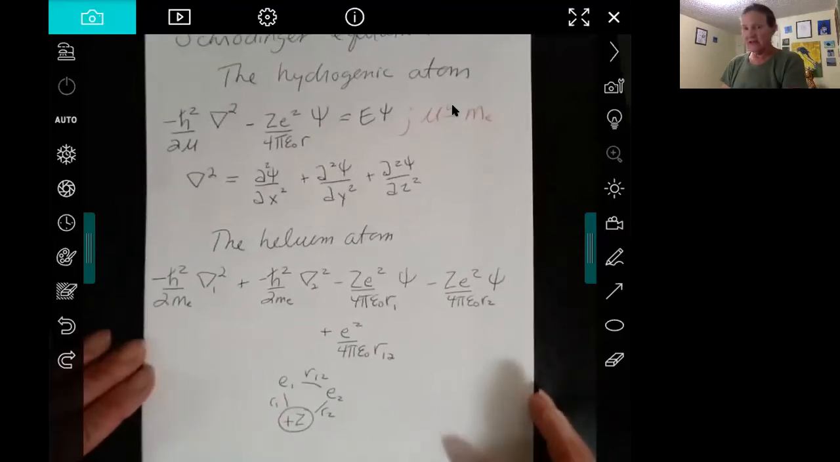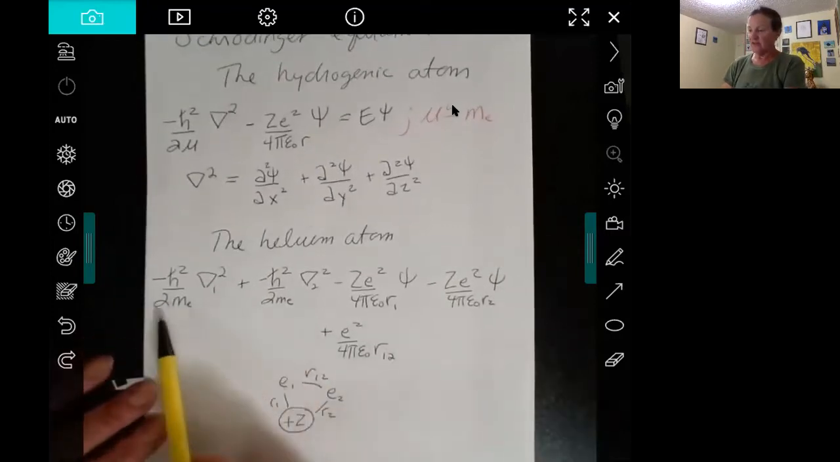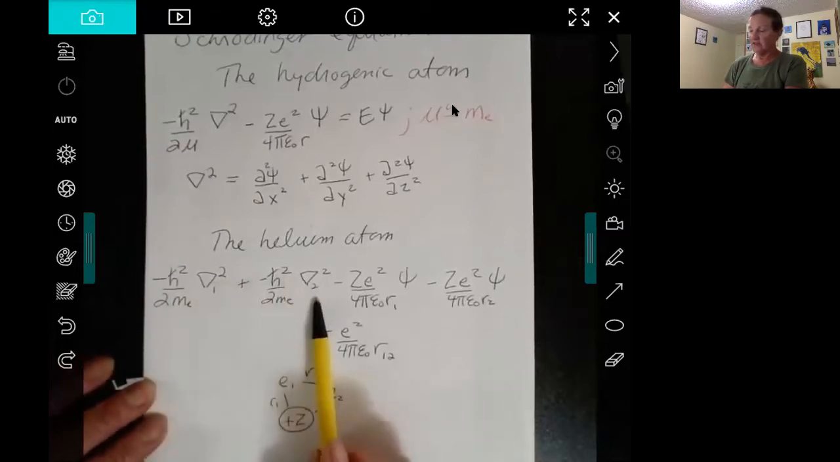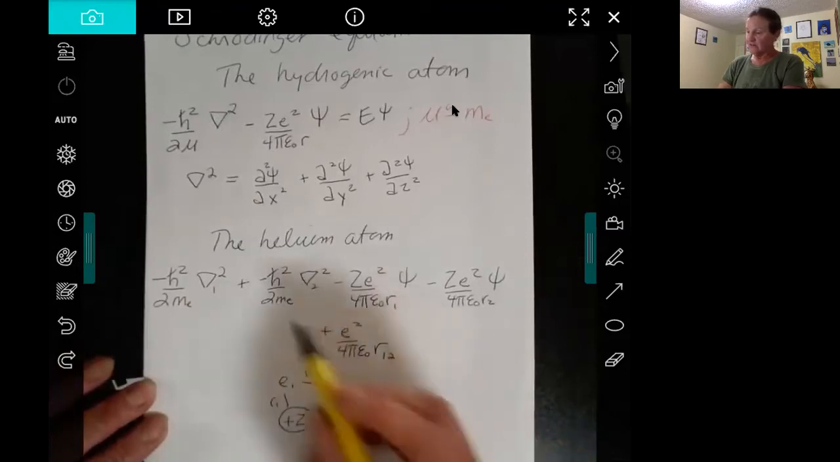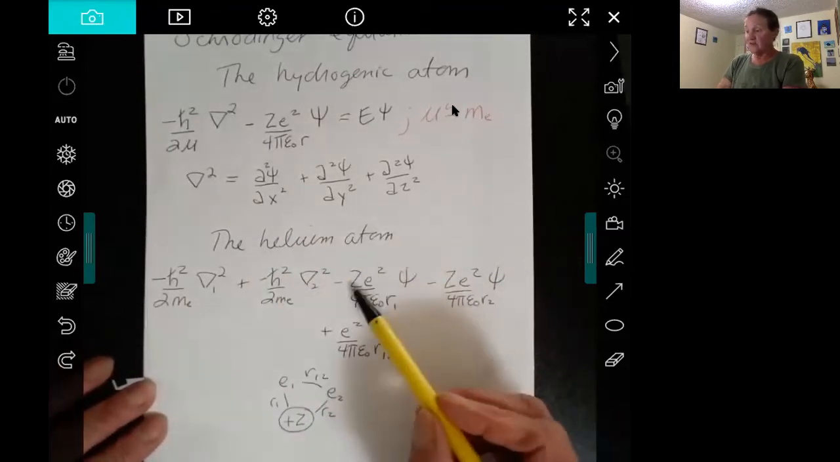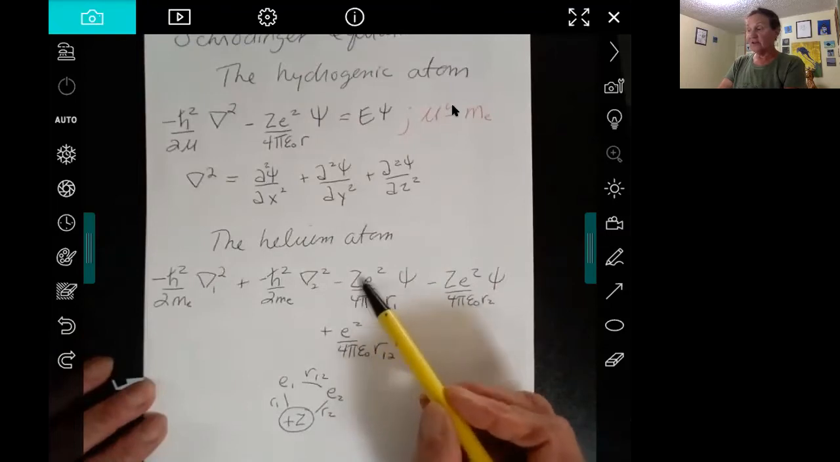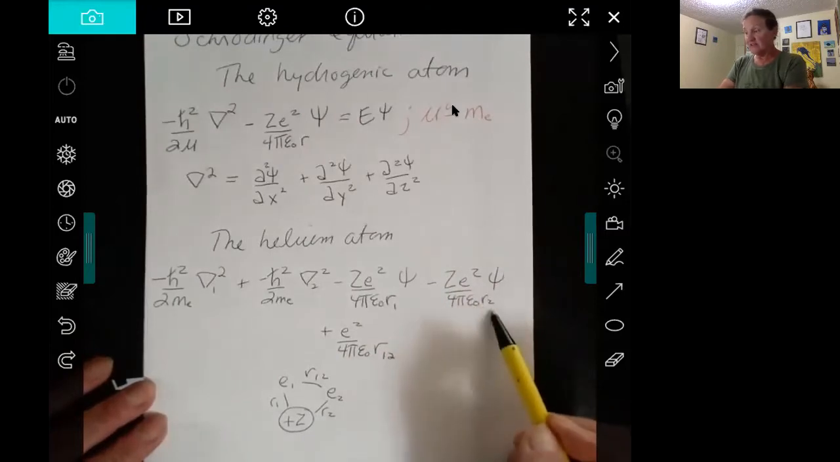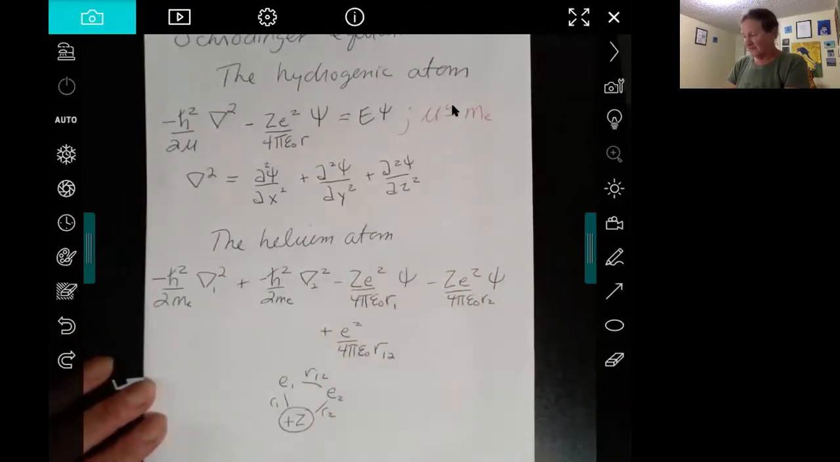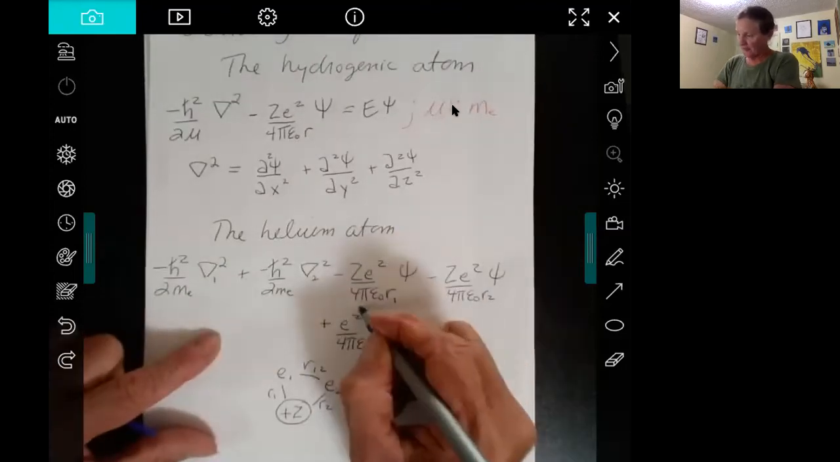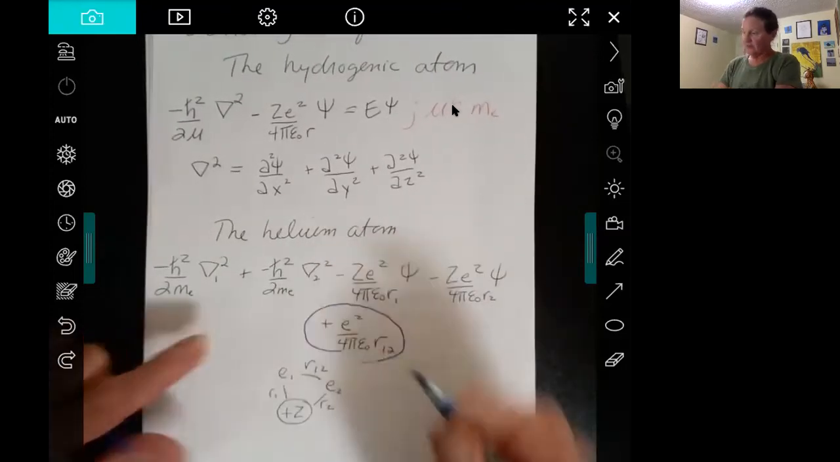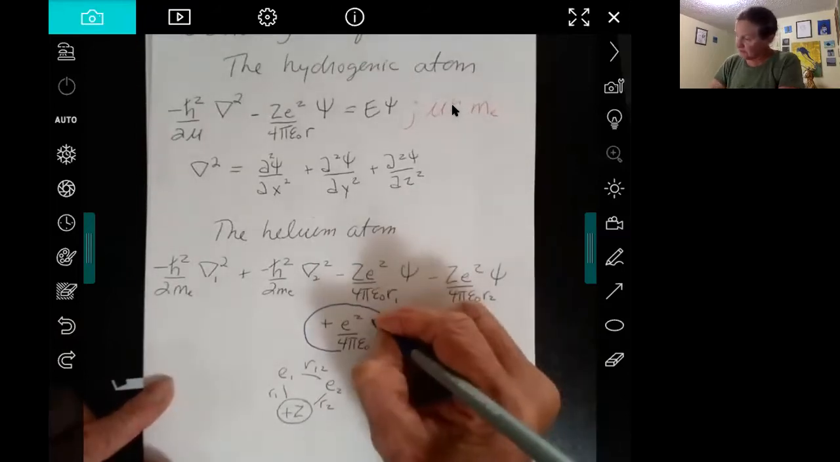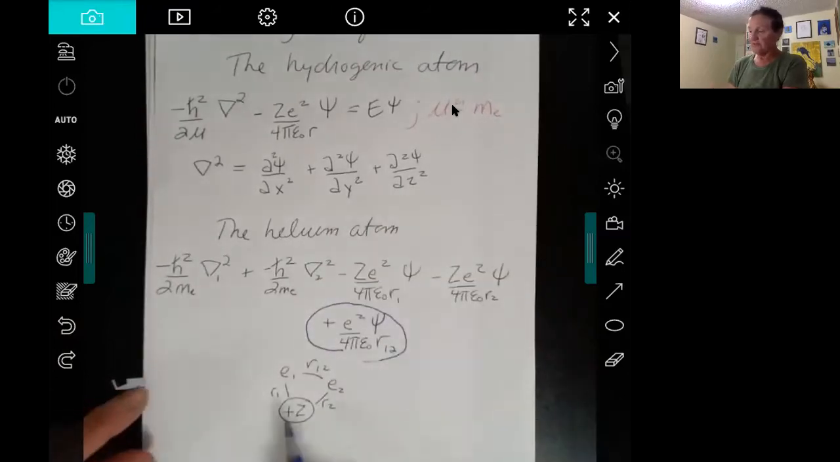When you get to the helium atom, now you're going to have kinetic energy for one electron, kinetic energy for the second electron, and that's a negative there. Then you're going to have the attraction of the electron for the nucleus, electron number 1, the attraction of the second electron to the nucleus, but then you have this term here. This is the problem. You have a term for the potential energy, oops, there should be a psi there, has to be multiplied by psi, for the interaction of two electrons.